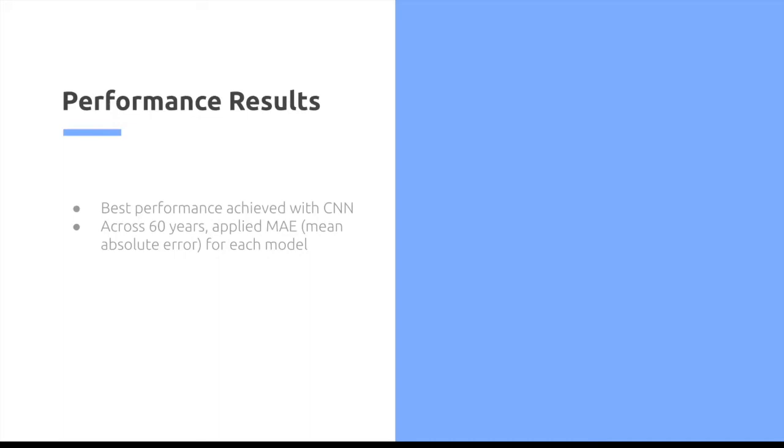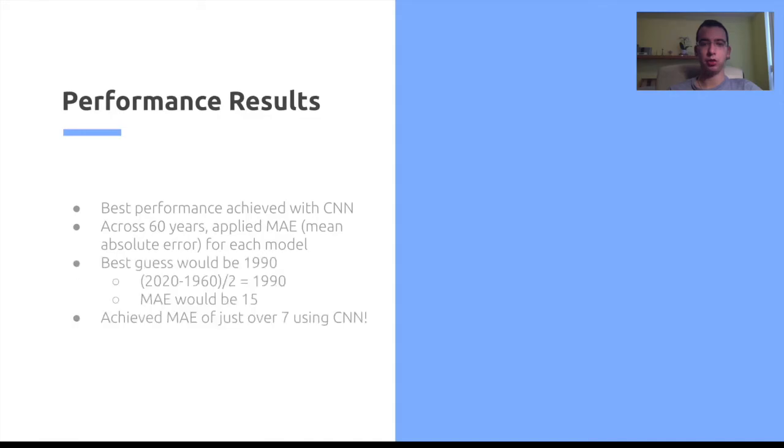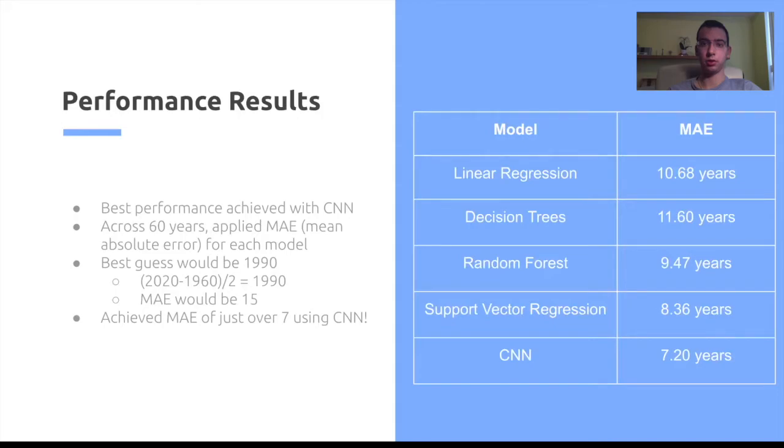Performance results. The best performance was achieved using the convolutional neural network. Across 60 years of songs, ranging from the 1960s to 2020, we applied mean absolute error for each of the different models. The best guess would be 1990. Not knowing anything about the song, you can simply predict 1990, and you get a mean absolute error on average of 15. However, we achieved a mean absolute error of just over 7 using convolutional neural networks.